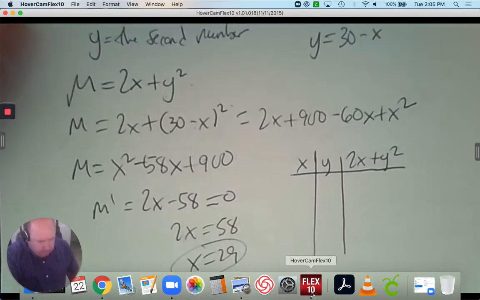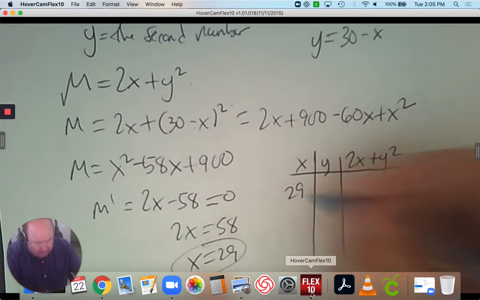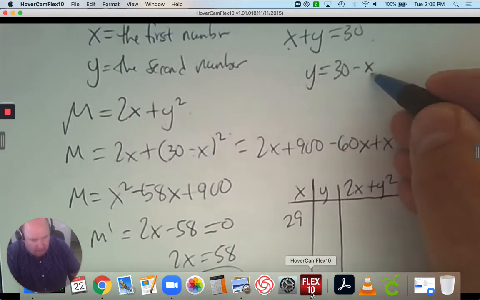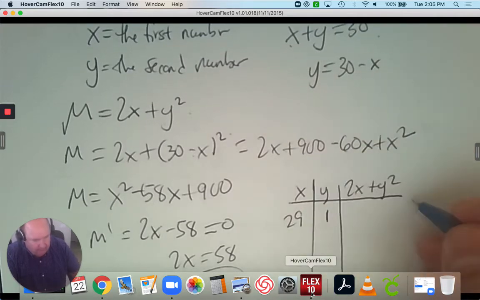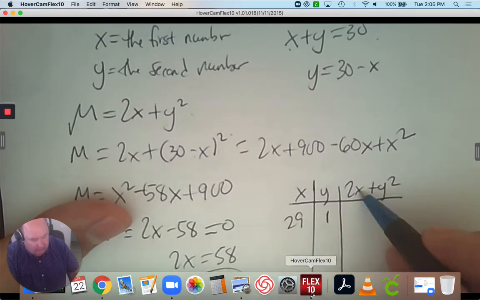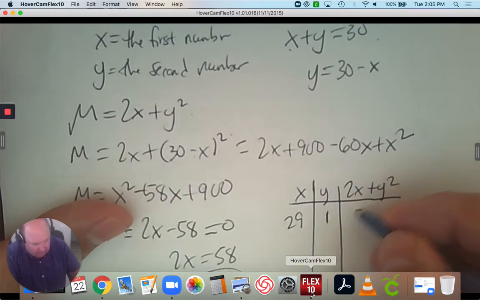So first of all, x could be 29. If x is 29, and then if you substitute 30 take away 29, it's 1, and then you could actually plug in and solve it. So that would be 2 times 29, that's 58, plus 1, so that's 59.